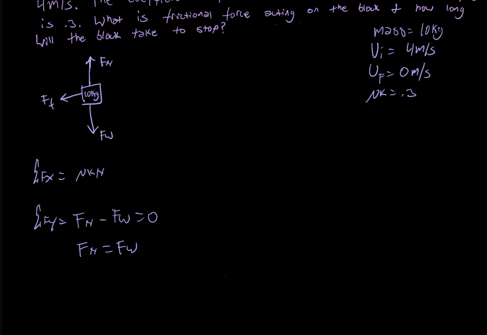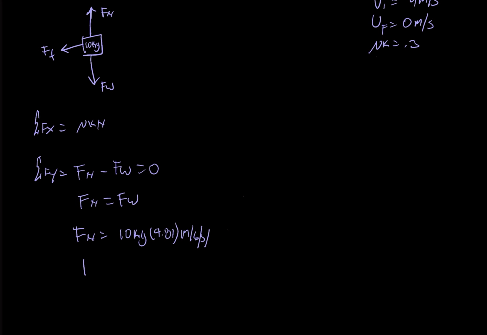And we have our mass. Our mass is 10 kilograms. And then this is gravity, so 10 times 9.81, which is our mass times gravity. Which gives us 98.1. This is in newtons. And so we'll use this equation and plug it into here.